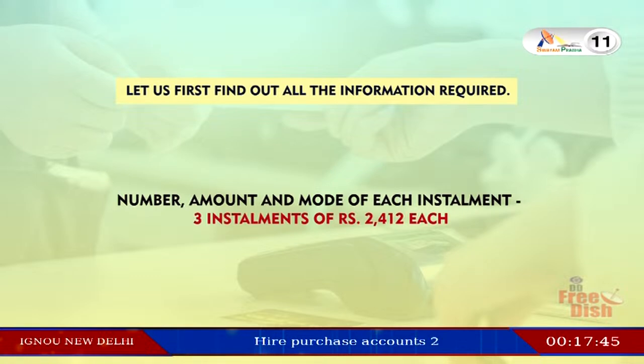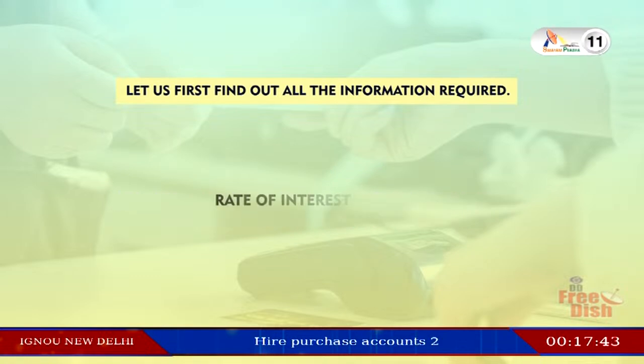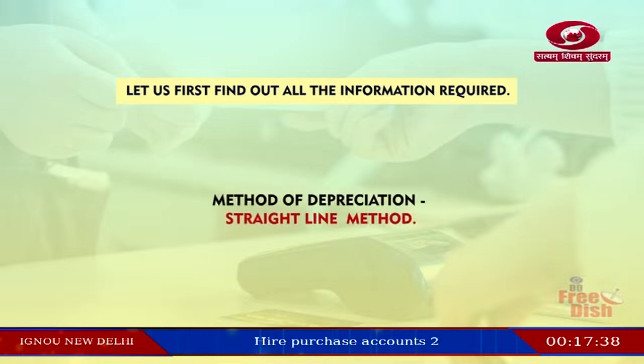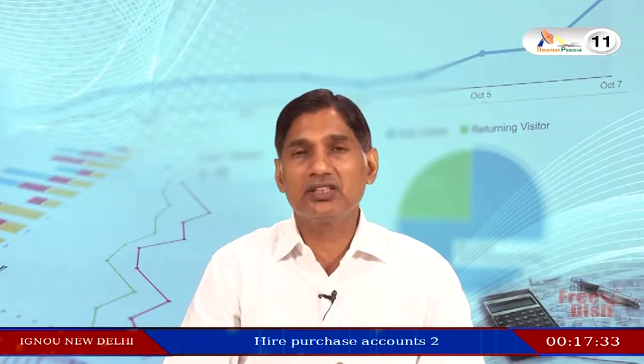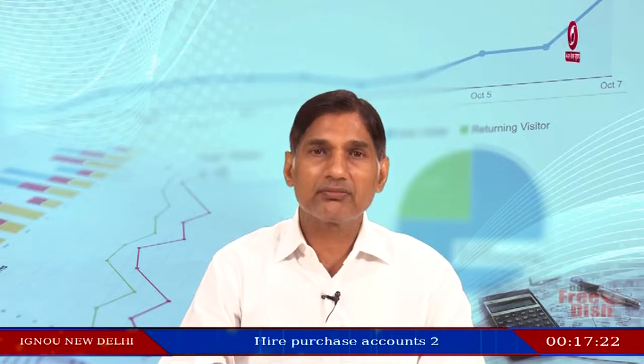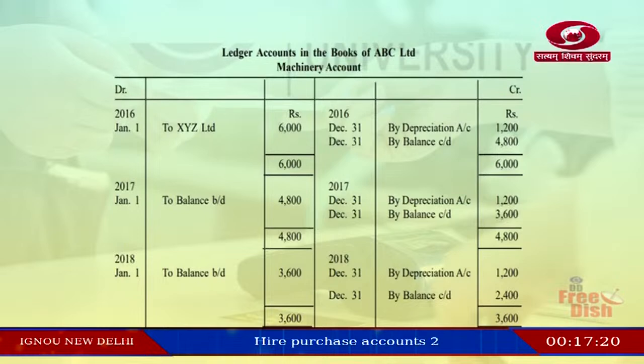So number of installments are 3, amount is given, mode of each installment is given, that is 3 installments of rupees 2412 each. Rate of interest 10% per annum, rate of depreciation 20% per annum, method of depreciation straight line method. So all the relevant information has been provided, and we will prepare the ledger accounts in the books of ABC Limited. It means ABC Limited is the hire purchaser. So ledger accounts in the books of hire purchaser. First it is machinery account and then the other accounts.